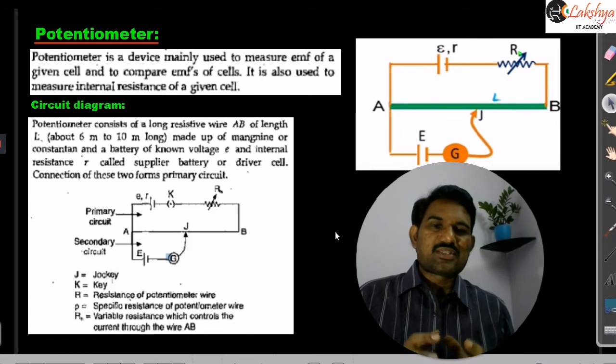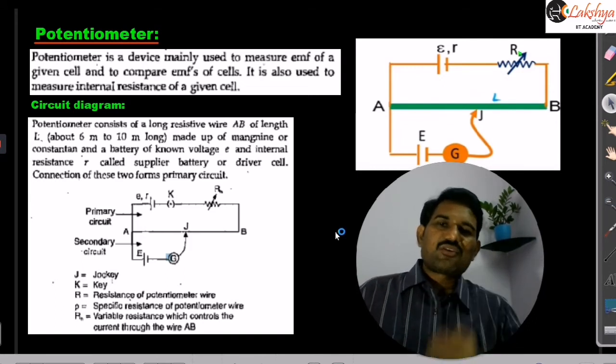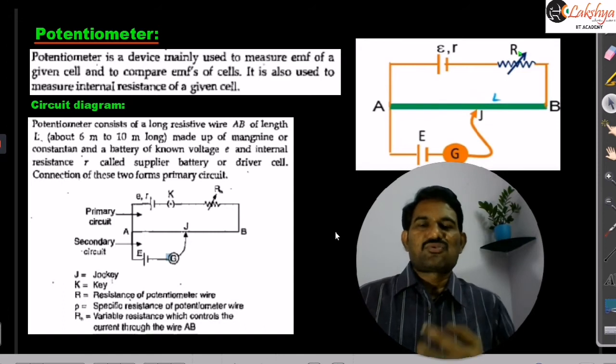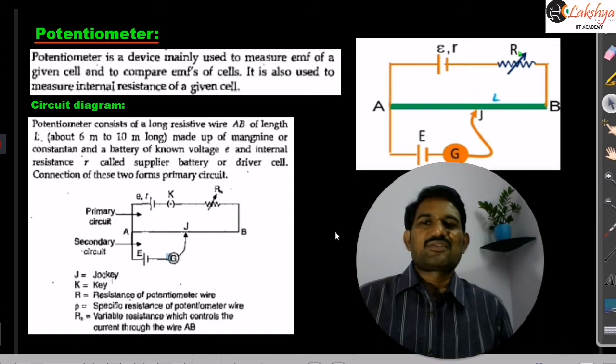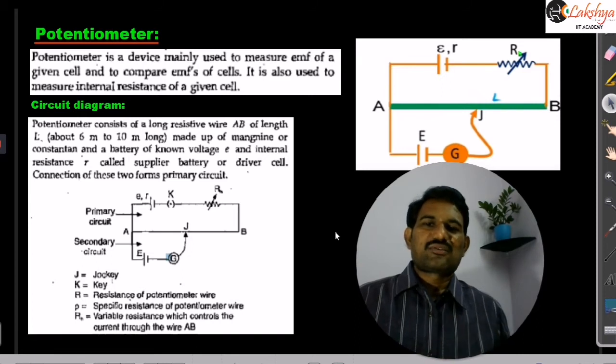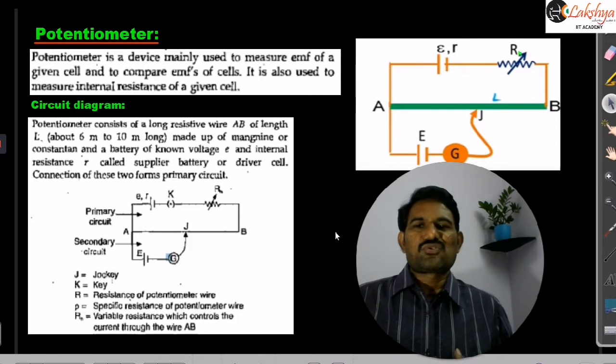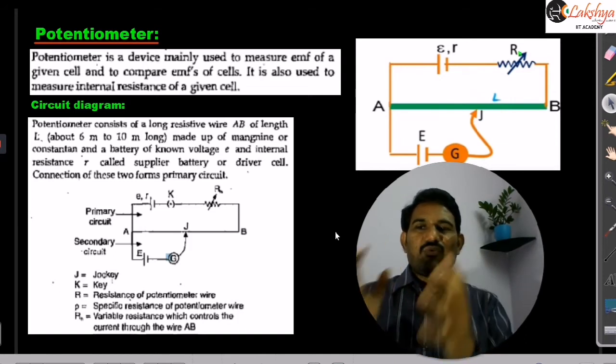When it has some finite resistance, the voltmeter will draw some current from the main circuit. When it draws current from the main circuit, automatically the current in the circuit will decrease or change, and the potential difference between the points where we need to find it also changes. So that is a disadvantage of this voltmeter, and that can be overcome by using this potentiometer.